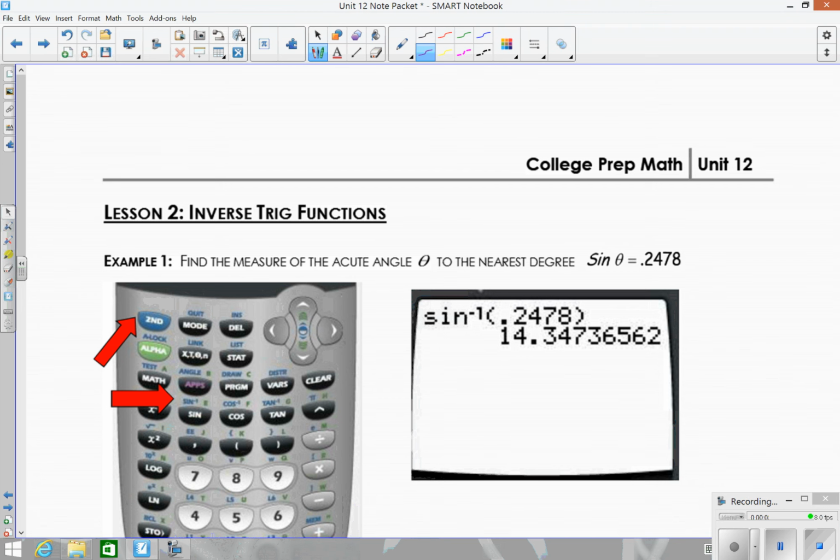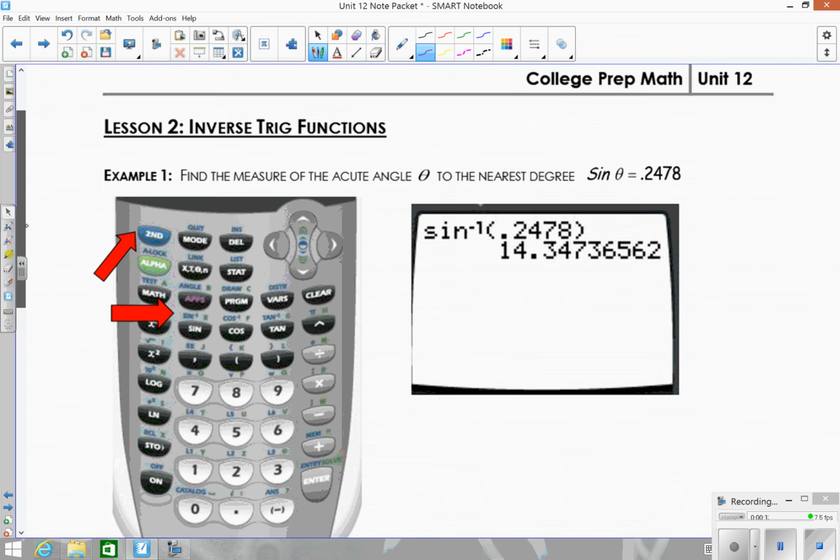In this lesson, we're going to look at inverse trig functions. So basically, we're going to look at what they are and then why they're useful. If you look at this first example here, we know that sine of theta is equal to 0.278, and we want to find theta.